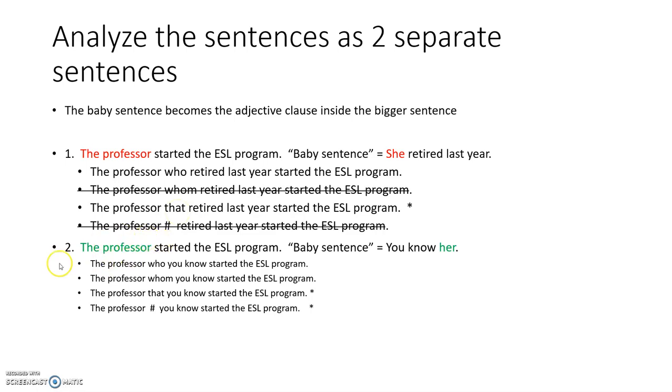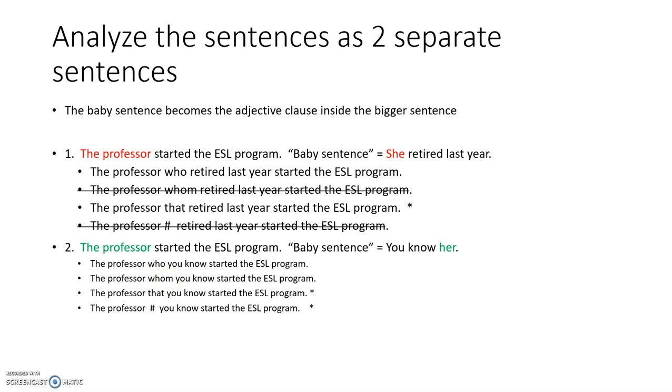Okay, the green one's different. The professor started the ESL program. The baby sentence is you know her, object. Okay, so this object is the same as this noun that we're going to describe. We're still describing a person. So again, we can use who. The professor who you know started the ESL program. When it's an object, we can also use whom, and that is more formal. They're both correct. Whom is more formal.